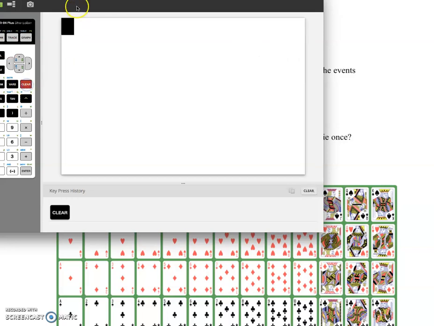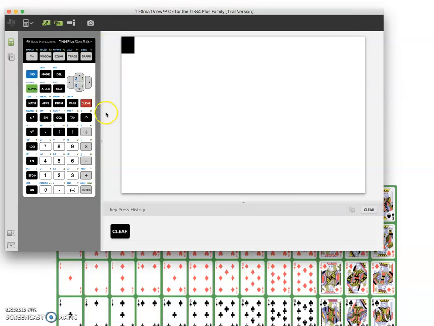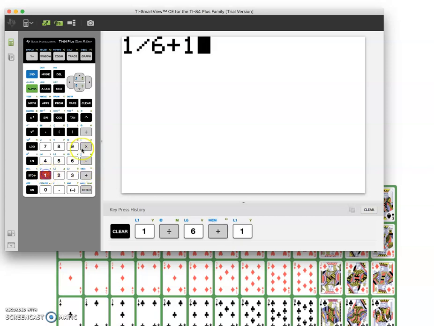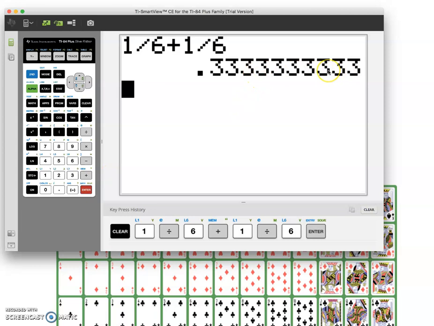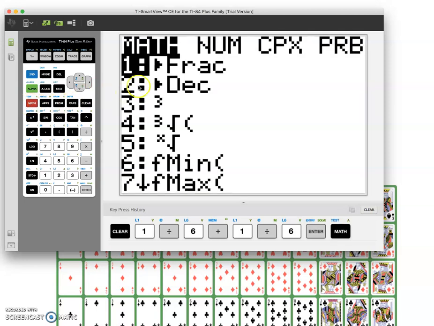Let's see, I will clear out the last stuff I had. So in the calculator, we would say 1 divided by 6, that's our first fraction, plus our second one, 1 divided by 6. And if we hit enter, it gives us a decimal. If we want the answer as a fraction, we can hit the math key. And in this math menu, number 1 has arrow frac. That means turn the number into a fraction. So we go ahead and hit enter.